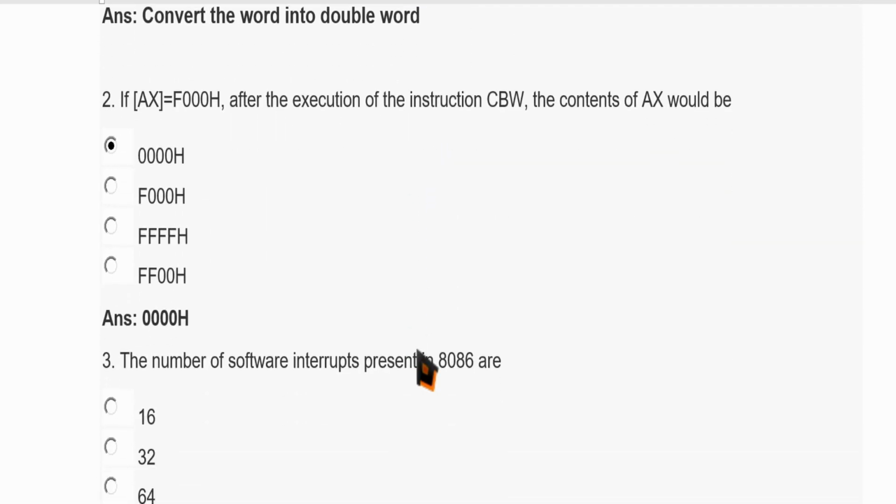The second question is, if AX is equal to F000H, after the execution of the instruction CBW, the contents of AX would be, some options have been given. CBW means convert byte to word. See, in AH, we have F0. In AL, we have 00.